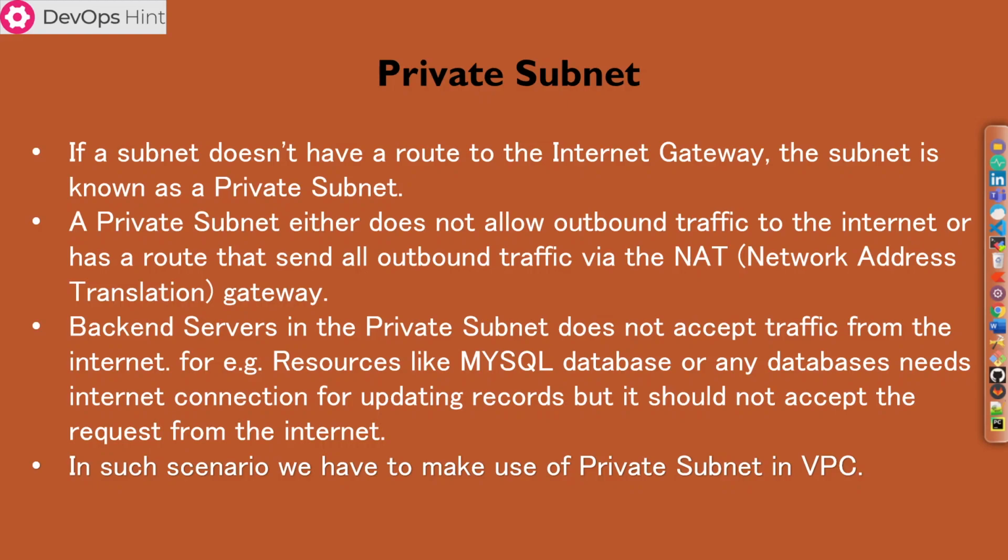So backend servers in the private subnet do not accept traffic from the internet. For example, resources like a MySQL database or any database need an internet connection for updating records, but should not accept requests from the internet. In such a scenario, we have to make use of the private subnet in VPC.